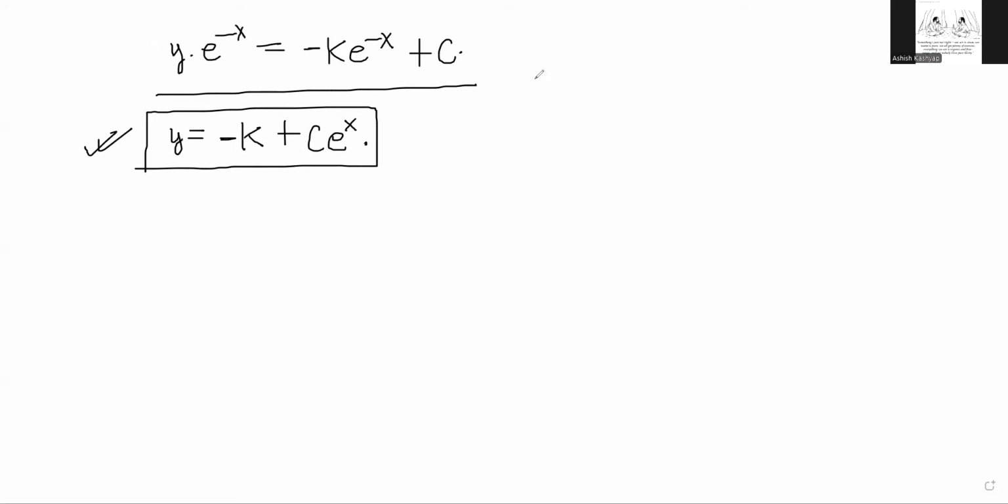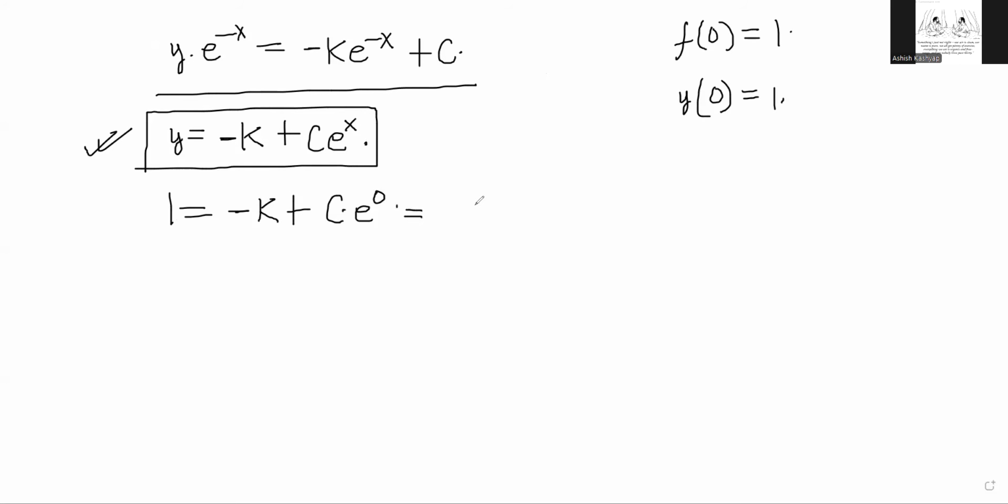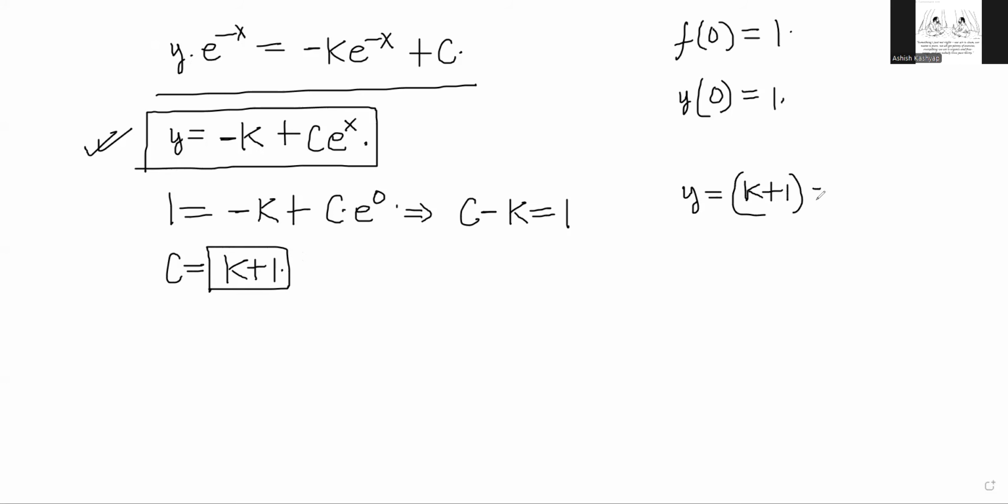And now what we know is f of 0 is equal to 1. So basically that means y of 0 is 1. So 1 is equal to minus k plus c into e power 0. So that means c minus k is equal to 1. And that means the constant c is equal to k plus 1, right? So the constant c is becoming k plus 1. And therefore my function y is k plus 1 into e power x minus k, right?